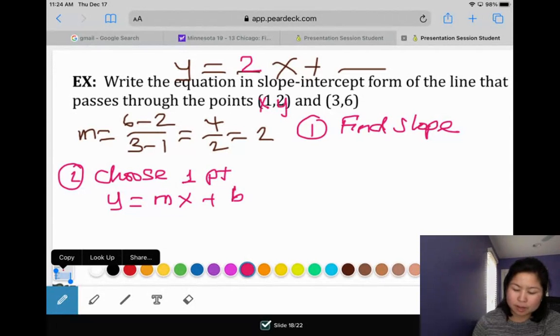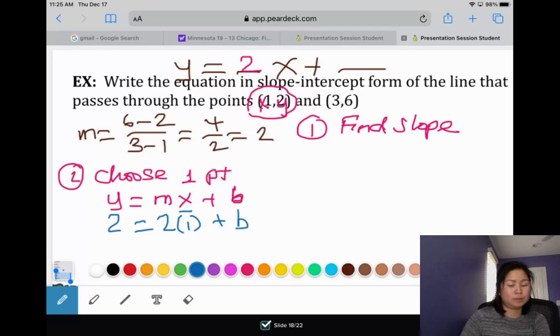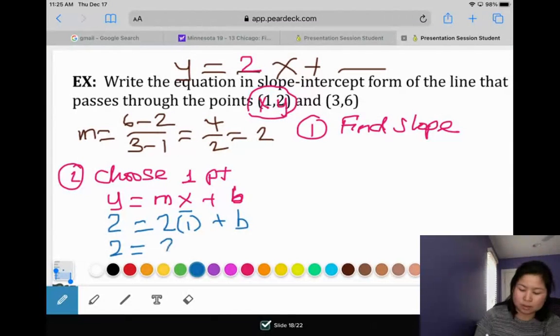I'll give you time to copy this down, so I want you to follow this, all right? I'm going to replace the values with every single thing that I know. Since I chose this one, my y value is 2. I just solved the slope is 2, which is m. The x value is from that point, which is 1. The only thing I don't know is my y-intercept. So I go ahead and multiply the slope and the x value, which gives me 2.